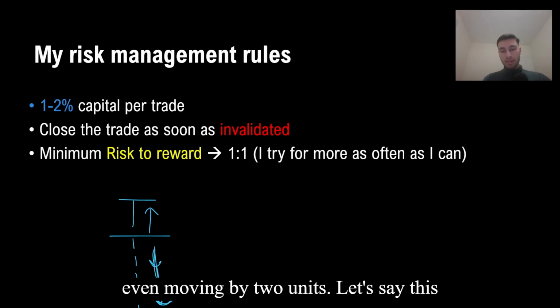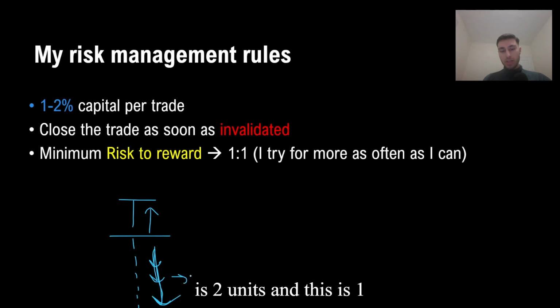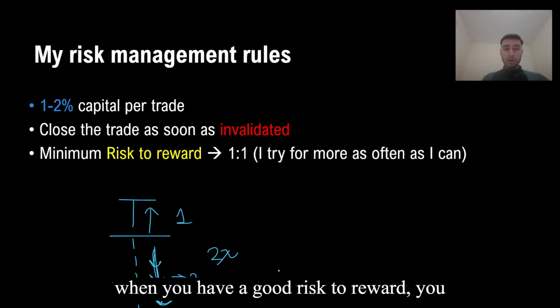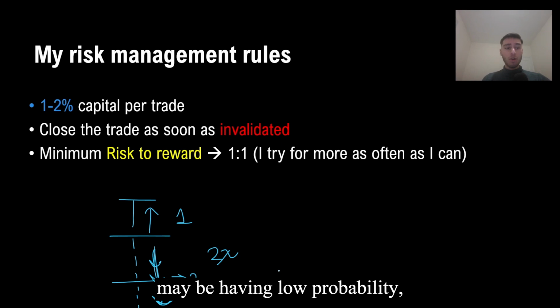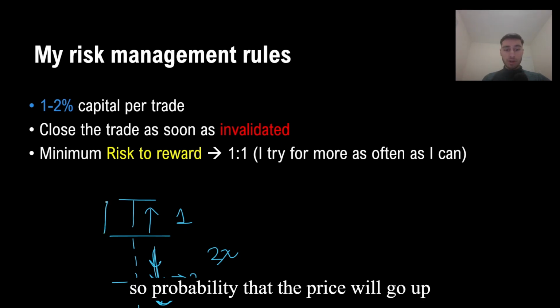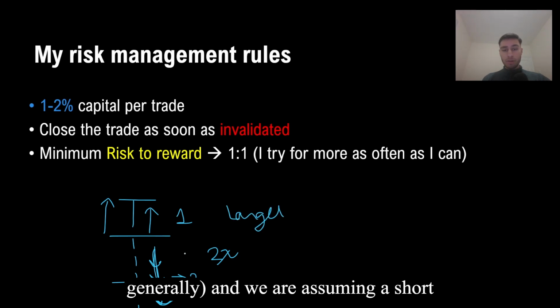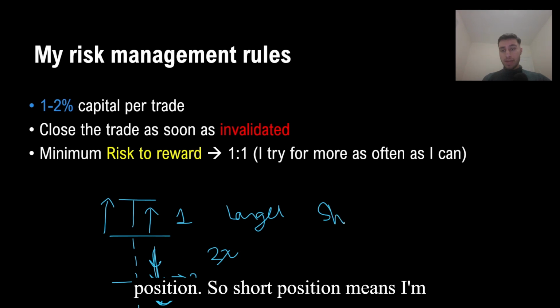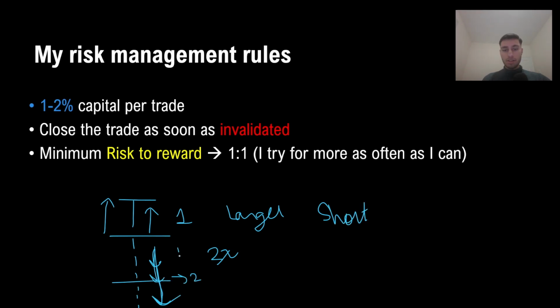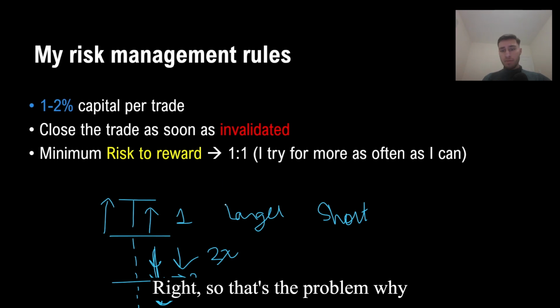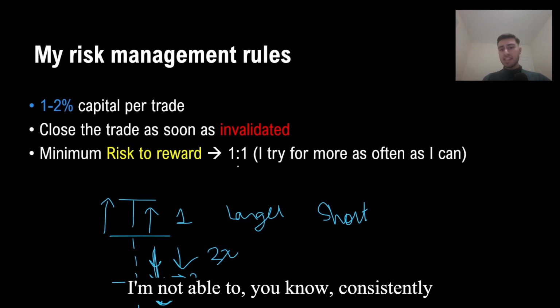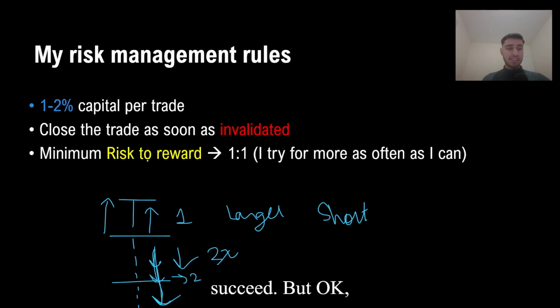No, even moving by 2 units. Let's say this is 2 units and this is 1 unit. Then this distance is twice as large as this distance. And so when you have a good risk to reward, you may have low probability. So the probability that the price will go up is larger than it will go down, and we are assuming a short position. Short position means I'm betting on the stock to go down, right? So that's the problem why I'm not able to consistently find 1:2 or 1:3 trades that succeed.